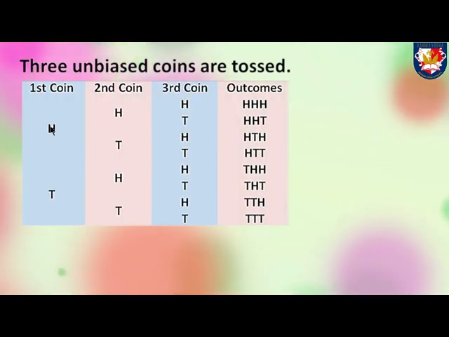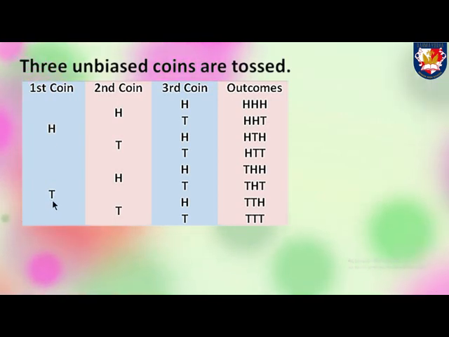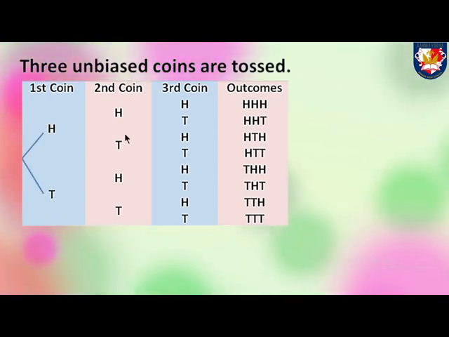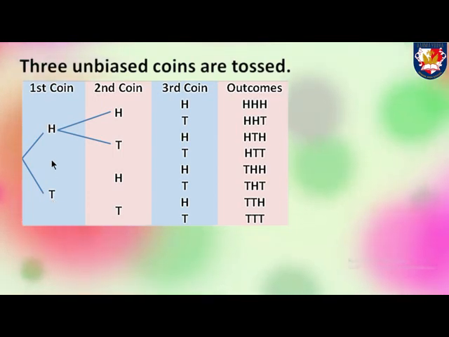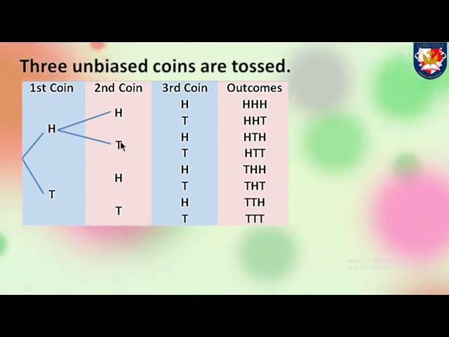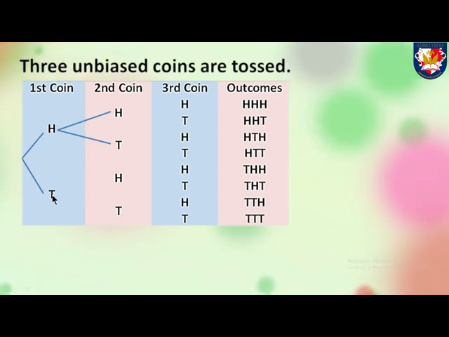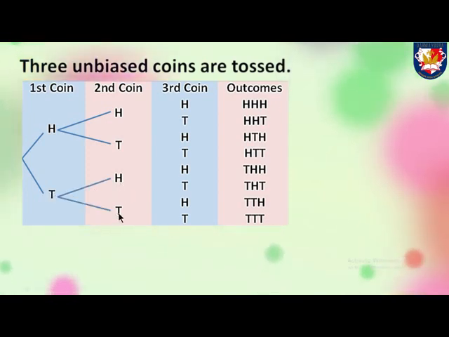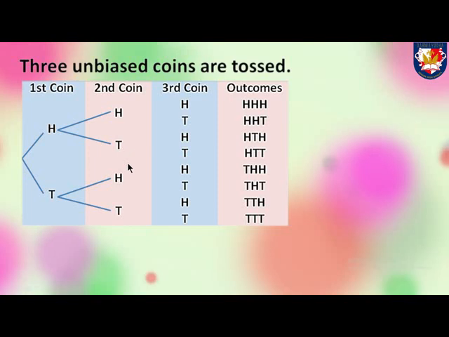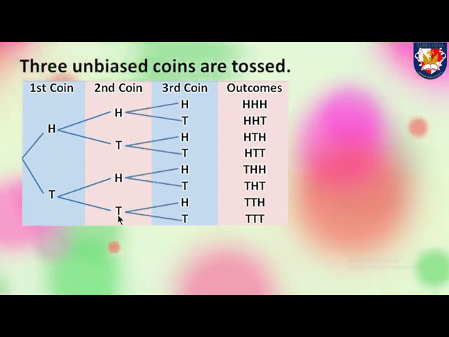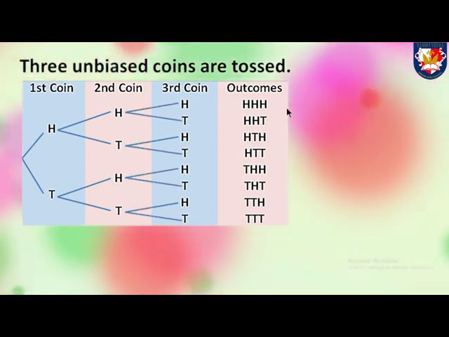We know that the possibilities for a coin are only head and tail. So the first coin is head and tail. The second coin is also head and tail, but we repeat head and tail for each possibility of the first coin. For head, we get head and tail, and for the tail at the first coin, we also have head and tail. The third coin is also head and tail, so we repeat head and tail for each possibility here. So this is the outcomes.